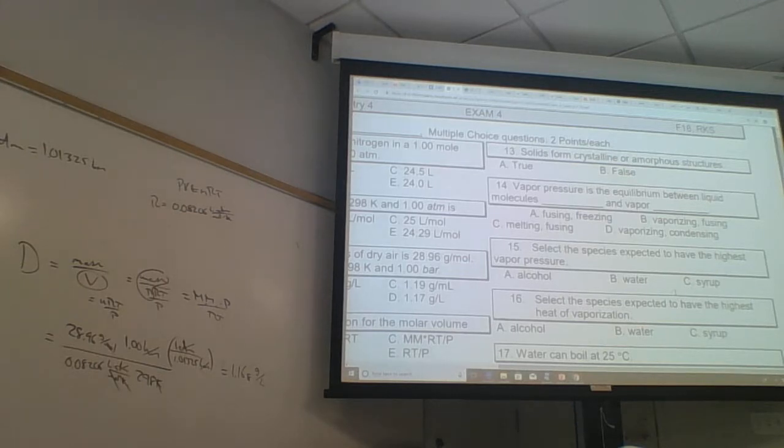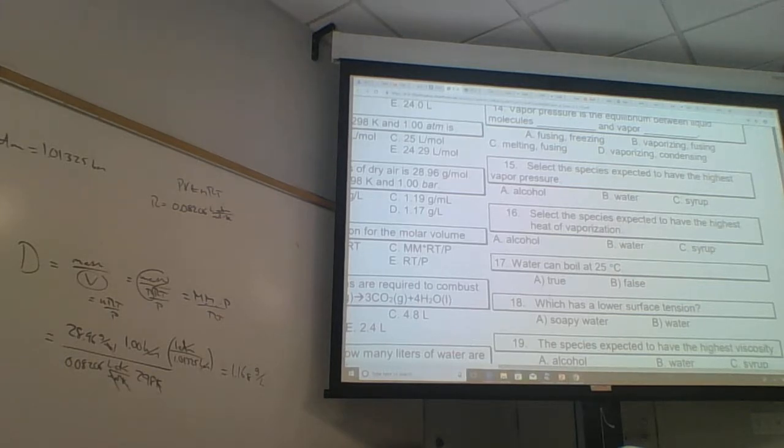Solids form crystalline or amorphous structures. Sure. Vapor pressure is the equilibrium between liquid molecules vaporizing and vapor condensing. So D is the correct answer. Good. 15. Select the species expected to have the highest vapor pressure. Yeah, alcohol. Alcohol would be the most volatile. The highest. Select the species expected to have the highest heat of vaporization. Syrup.